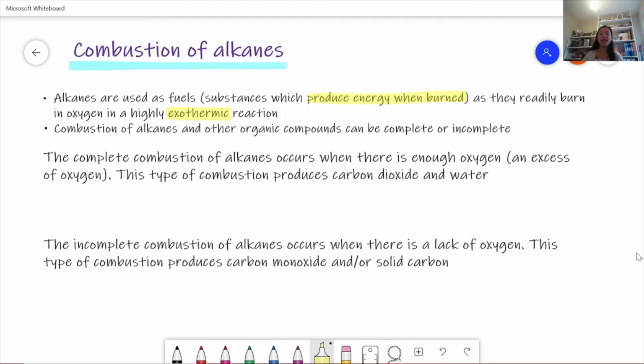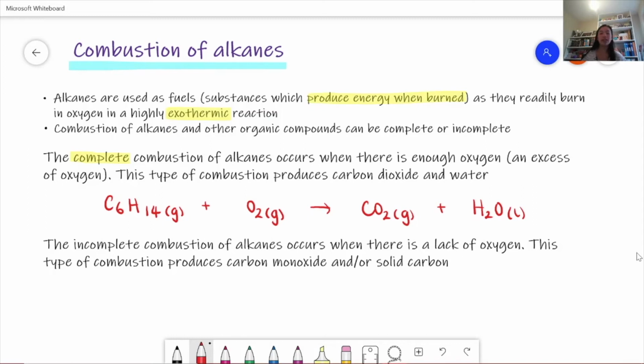The combustion of alkanes and other organic compounds can be complete or incomplete. When we talk about complete combustion, this is when there is enough oxygen, so there's an excess of oxygen, more than we actually need. And this type of combustion produces carbon dioxide and water. So for example, we could have hexane, C6H14, and this will be a gas. And if we add some oxygen to it, then we would form carbon dioxide and water.